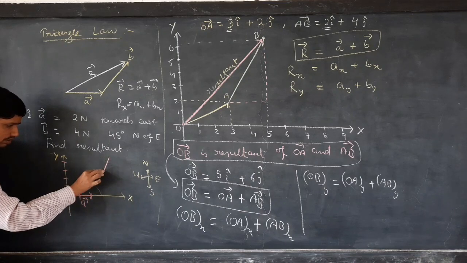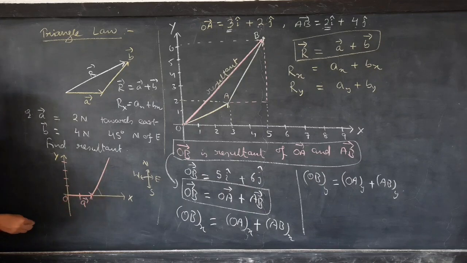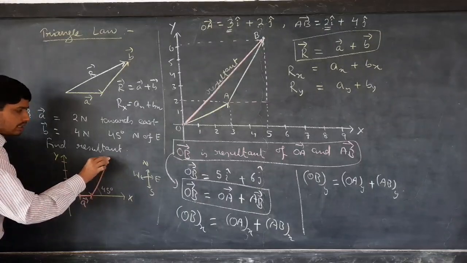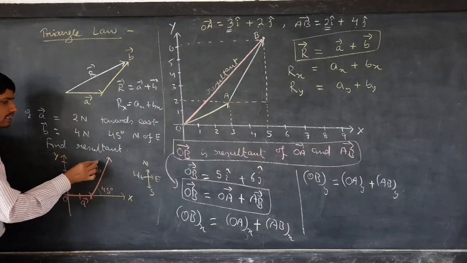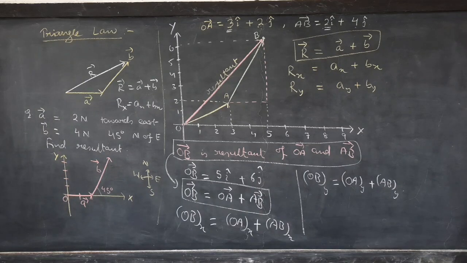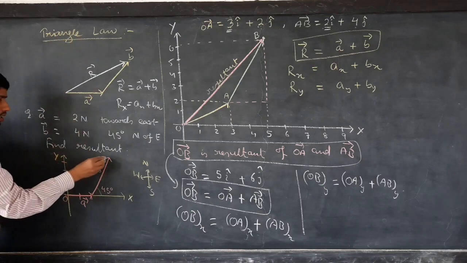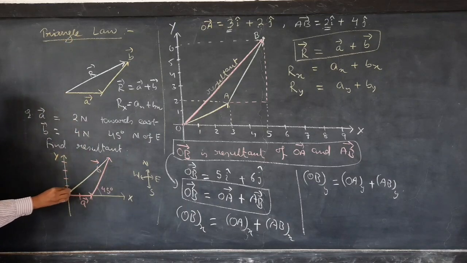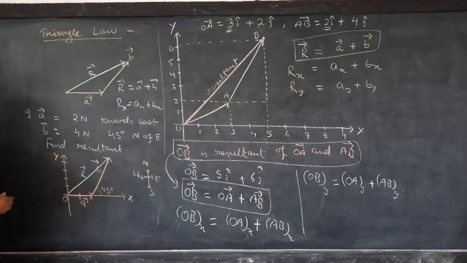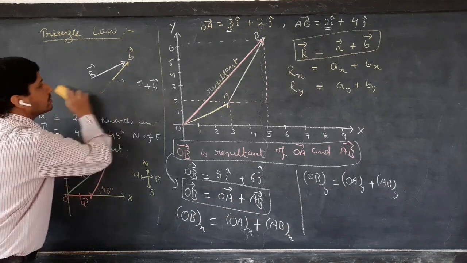Do something like this. This angle is 45 degree. This is another vector and its name is B vector. Okay. We have to find the resultant of these two vectors. The resultant of these two vectors, as per our triangle law, is this one, the third side of the triangle. So R vector. So we have to find R vector.